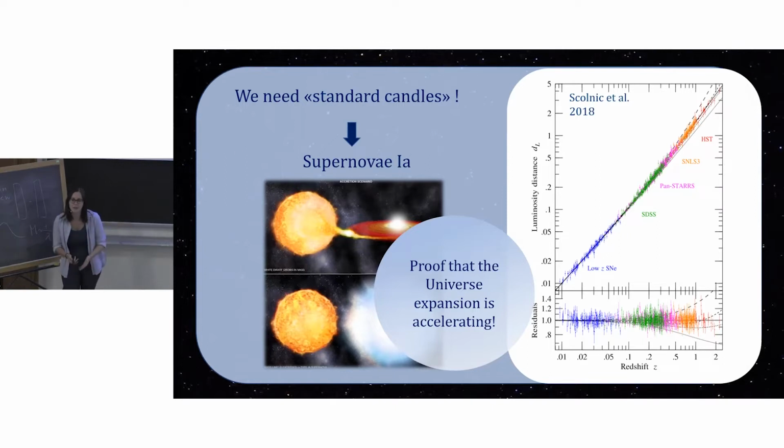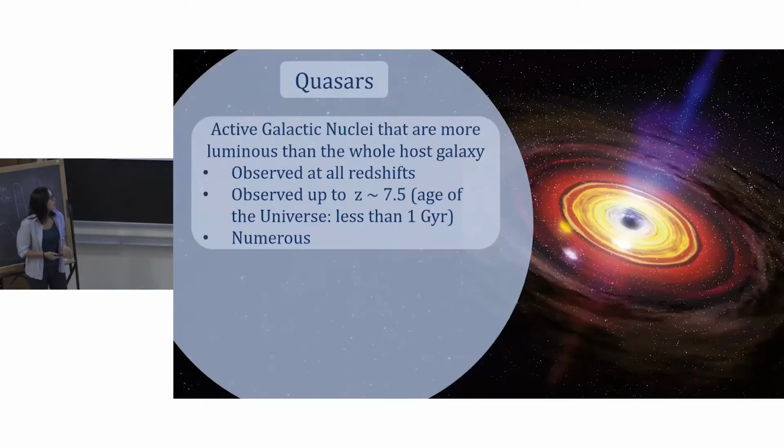We, of course, would like to also build this Hubble diagram at higher redshift, so investigating earlier cosmic times. And we can do so using quasars, which are the other objects that we have used in our work together with supernovae. Very briefly, what is a quasar?